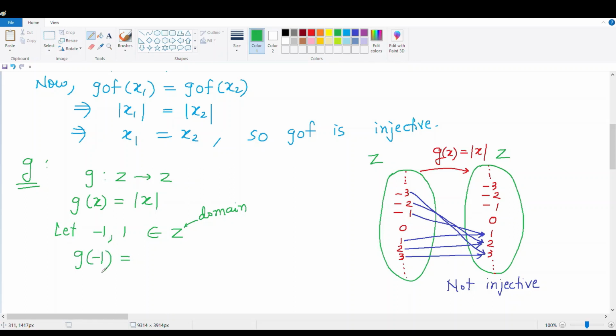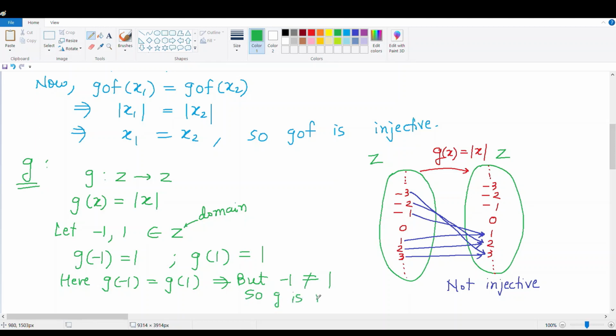Let's find the function values at those inputs. G of negative 1 is mod of negative 1, and you are going to get 1. And G of 1 is going to be what? Again mod of 1, so again we get 1. Here G of negative 1 is equal to G of 1, but negative 1 does not equal 1. So G is not injective. That's what we were supposed to show, that G of f is injective and G is not injective. We just did that.